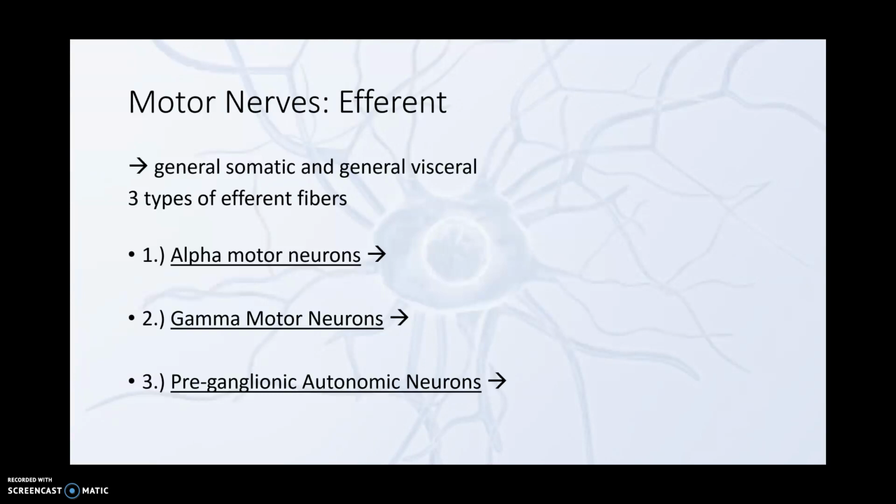And then lastly, we have our preganglionic autonomic neurons. These are first in relay of our autonomic signals. So we have preganglionic and postganglionic nerves, and there's a sympathetic trunk that actually runs up and down the aorta itself.